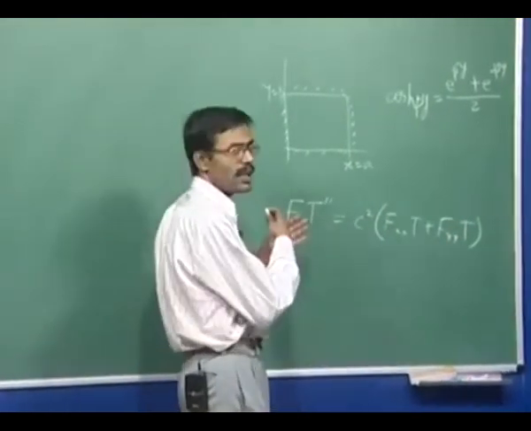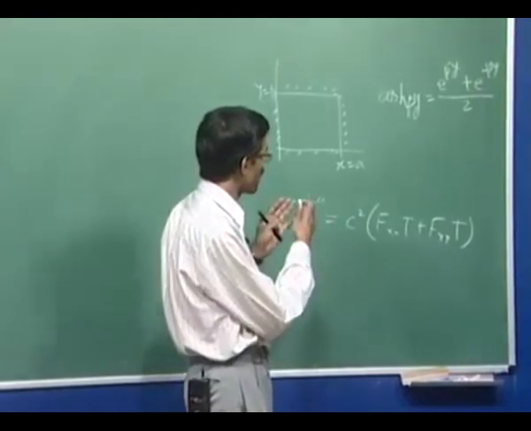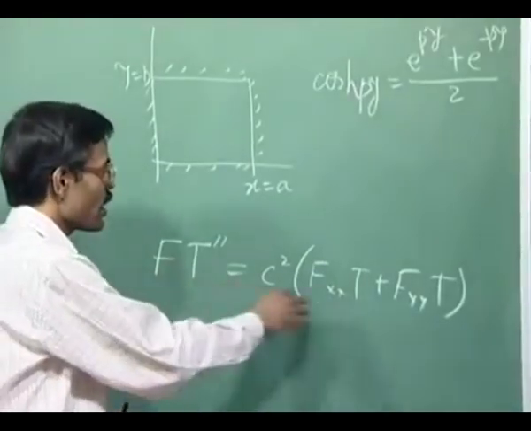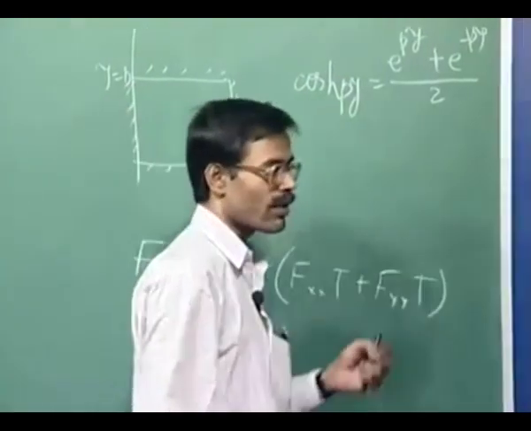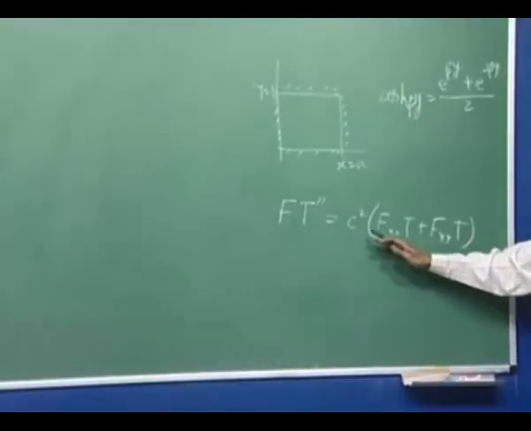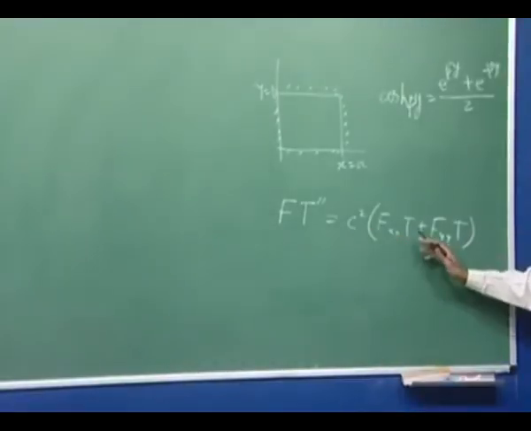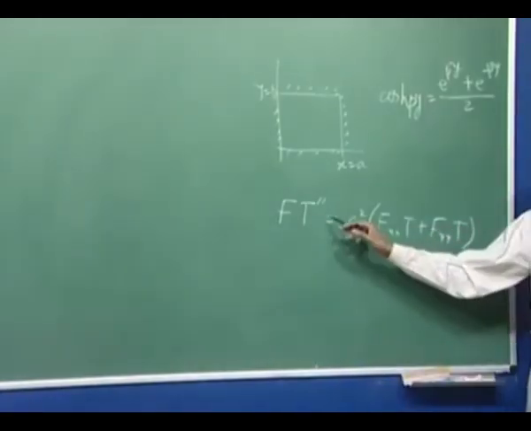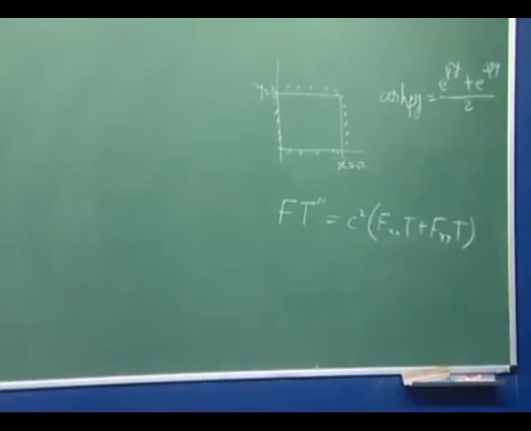Now, to separate the variables x, y from the variable t, overall we will have to divide by f and t, and if we want, by c square also. As we do that, as we are dividing by c square f t, c square will go off, t will go off, and f will come in the denominator. So, we get (f_xx + f_yy)/f here. On this side f will go off and c square t will come in the denominator.